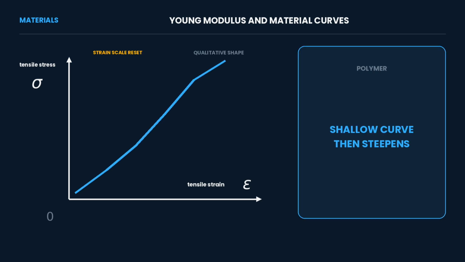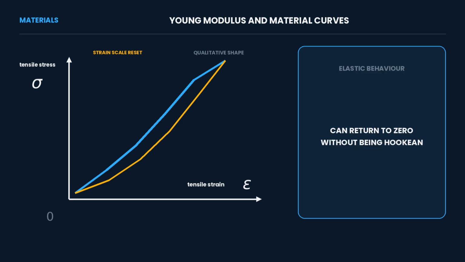Rubber's shallow curve steepens as its molecular chains straighten. It can return to its original length even though the graph is not straight. So elastic is not the same thing as Hookean. The area between its loading and unloading curves is the energy dissipated per unit volume. This is mainly as heating.